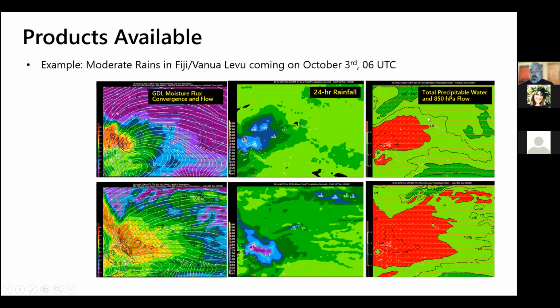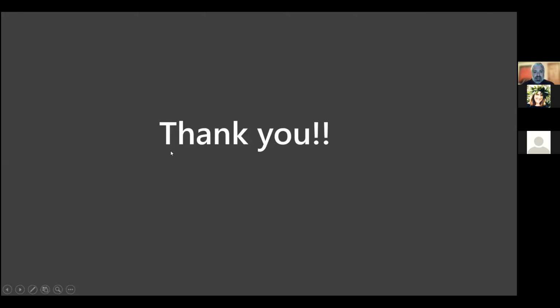And then we also have precipitable water, which is always very important in the tropics. And now in this case, we have the GDI, but as you see, you have other fields that Mike is going to speak more about. And I think this is all I have for now. I don't know if there are any questions or comments before I pass it to Mike.